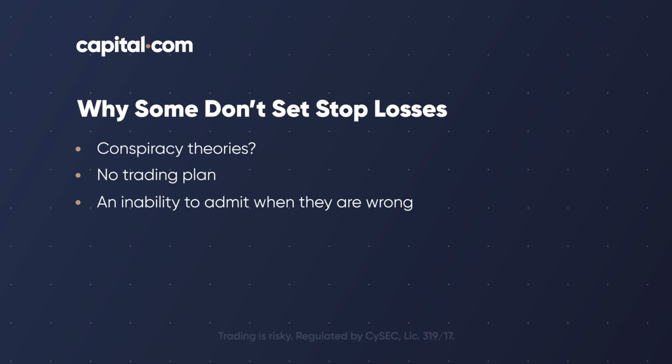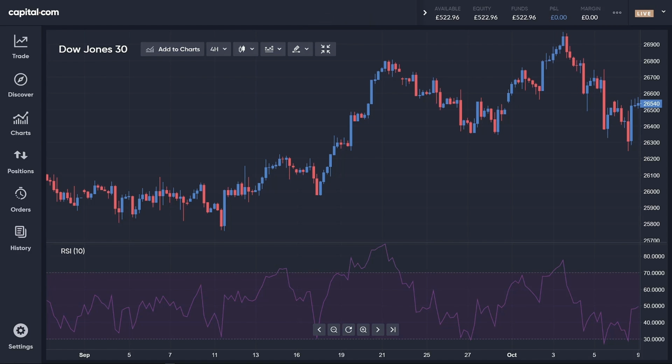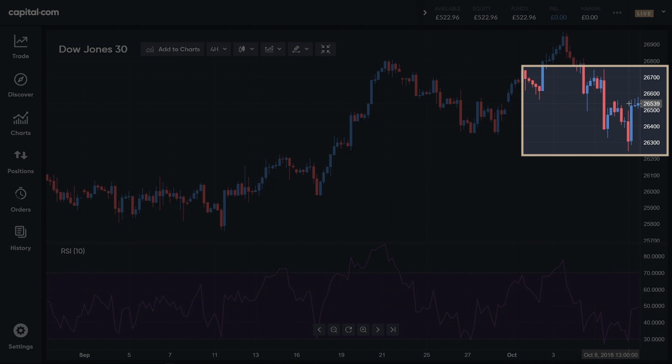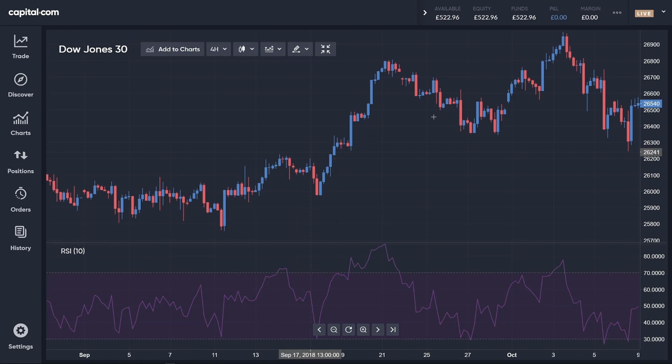Let's take a look at some real examples of where not setting stop losses could really hurt your trading. We could pick up on lots of examples, but I've picked a popular market here, the Dow Jones. This is in early October. The Dow Jones is trading around 26,500. And you may decide the market is going to rise here. It has been rising. We've been in an uptrend. The RSI down here is oversold. So you may decide to buy at 26,540 because you think the market's going to rise. But let's say you have a problem admitting when you're wrong. So you decide not to place a stop loss.